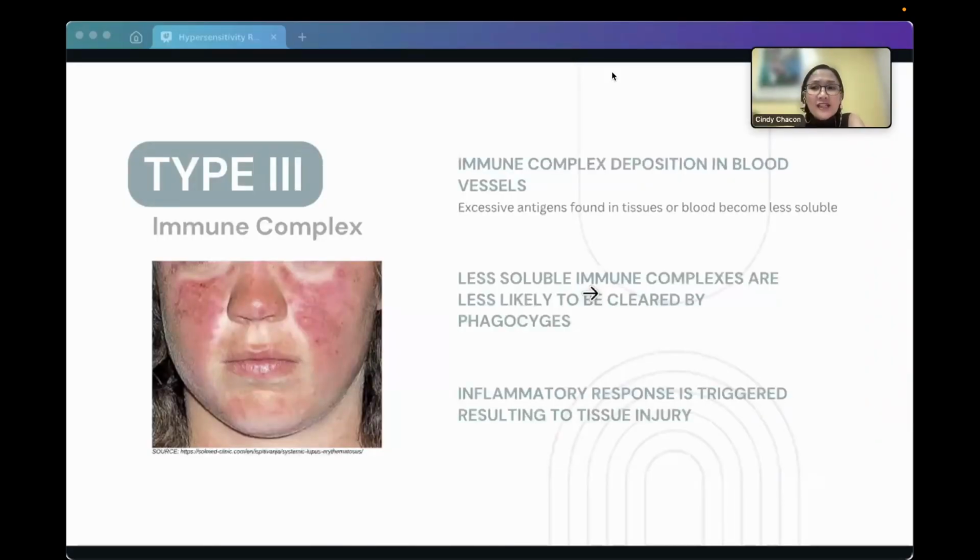Now, in contrast to your type 2 reactions, where antibodies bind directly to antigens on cell surfaces, type 3 hypersensitivity reactions involve antibodies binding to soluble antigens in the blood or tissues, forming what we call immune complexes. Normally, immune complexes are actually harmless. It's another way of defending the body. They're part of the body's way of neutralizing and eliminating foreign antigens.